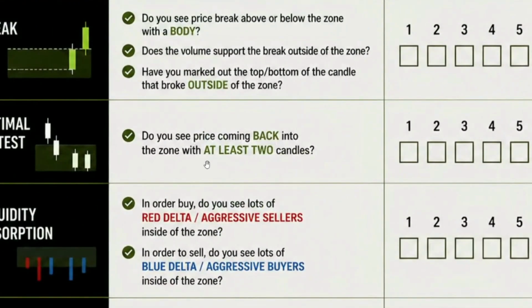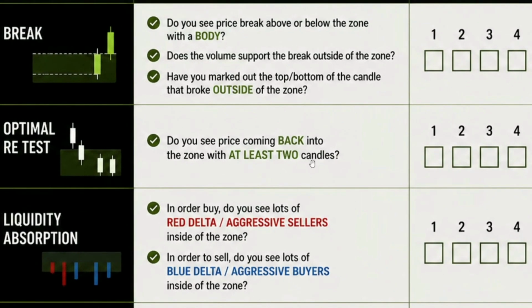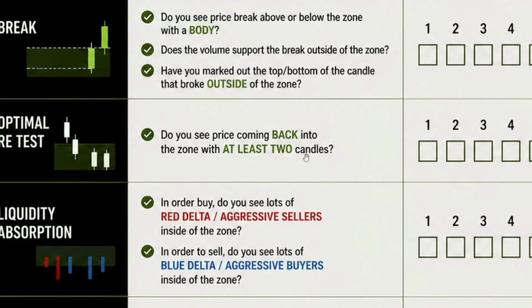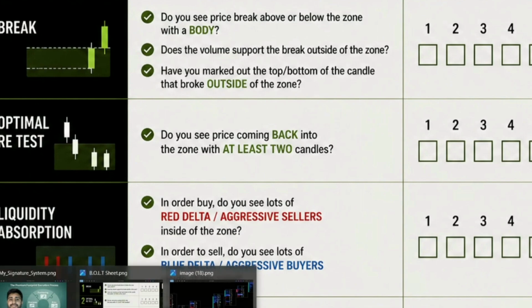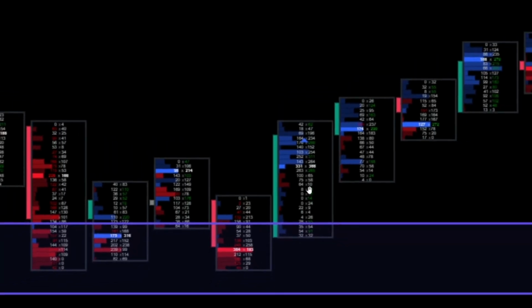Now we move on to optimal retest. Do you see price coming back? Sorry, just a quick question. Yeah. Back to the same chart. What about the candle before that? Did that also break outside of the zone?